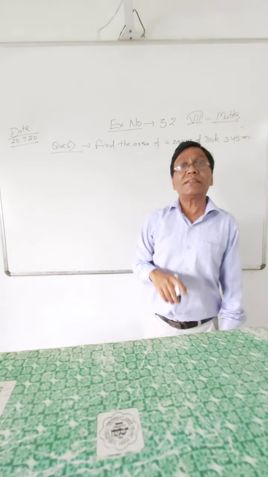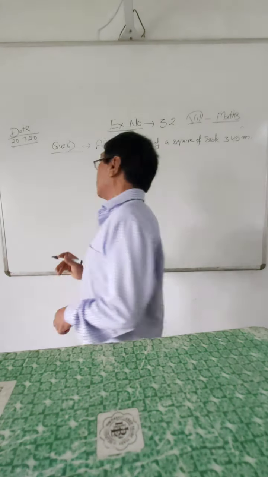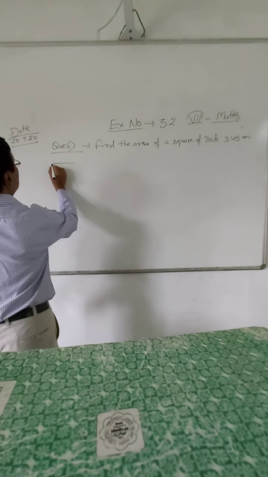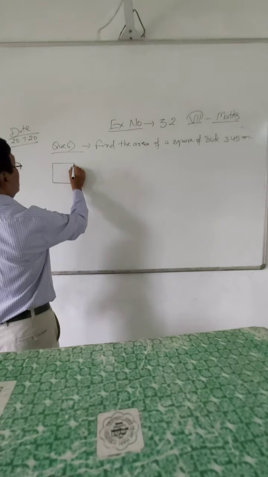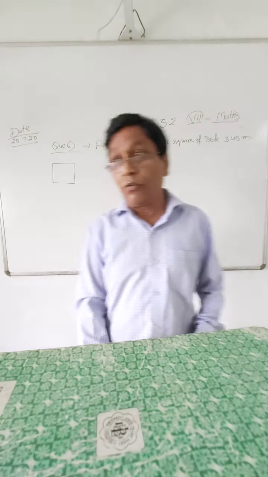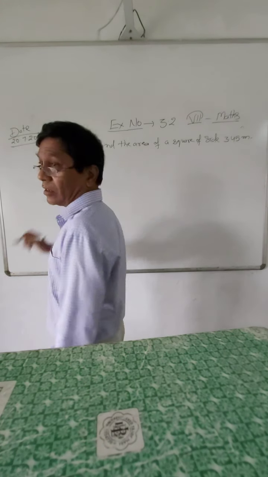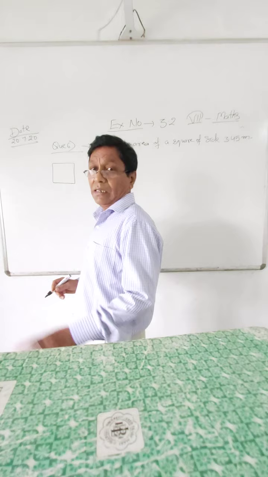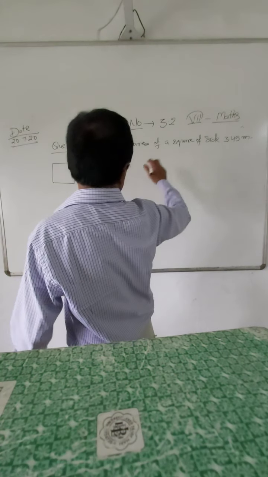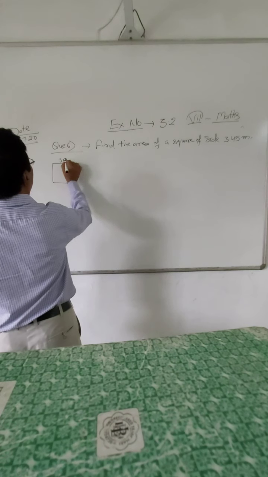A square is given, and one of its sides is given. As you know, in a square all the sides are equal. What is called a square? A figure which is bounded by 4 sides, and all these sides are equal, is called a square. One side is given how much? 3.45.